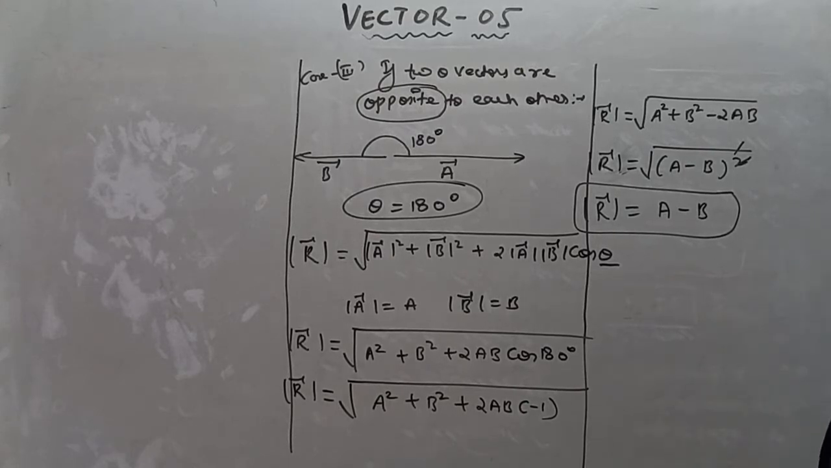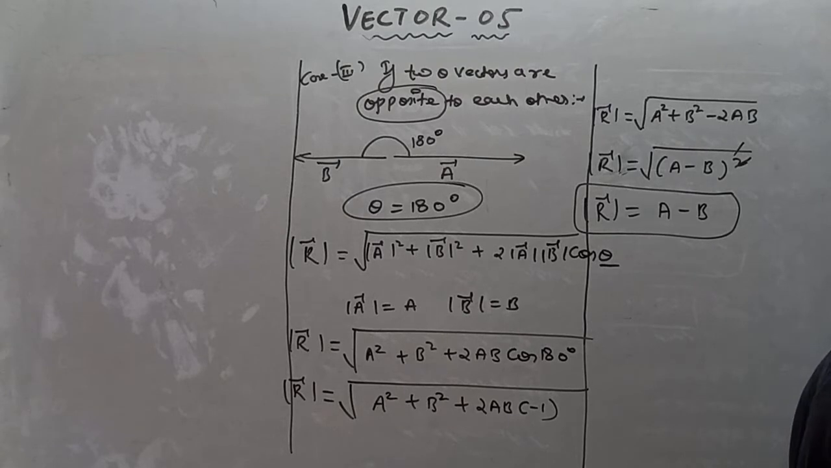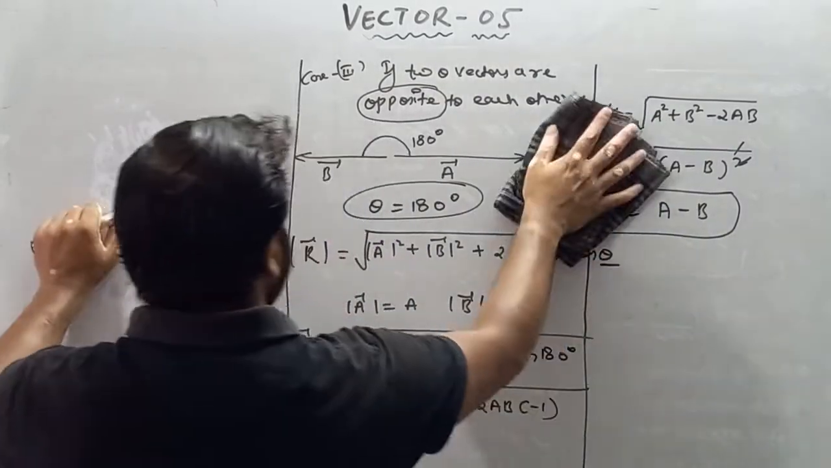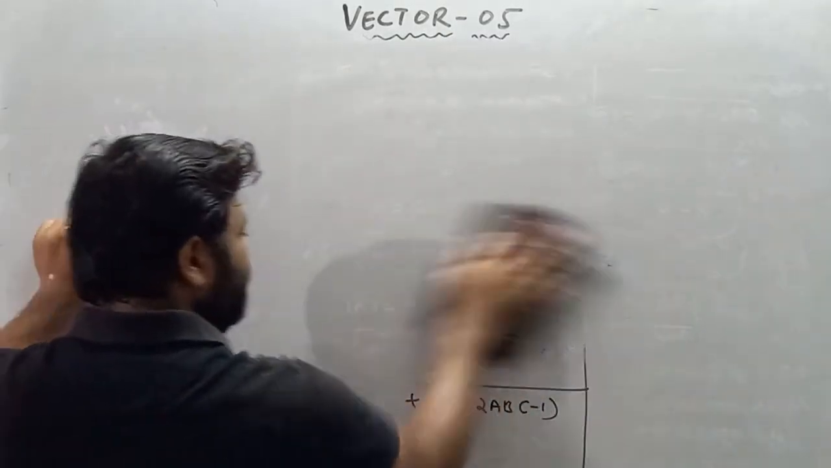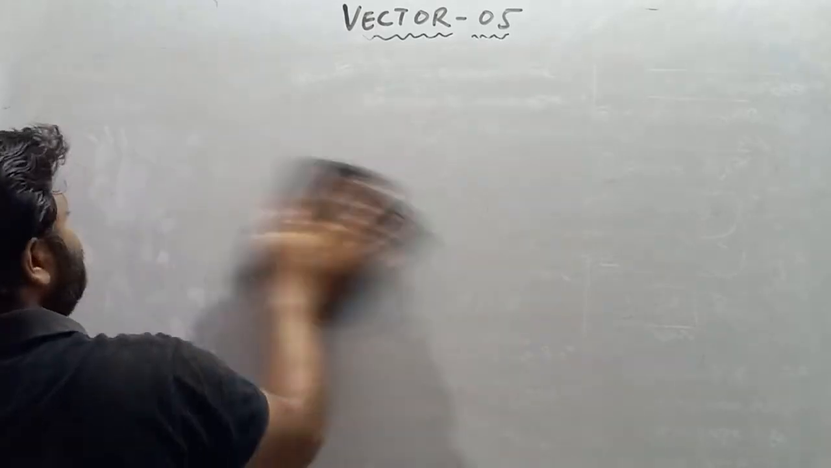Now moving forward, we'll discuss the product of vectors. So write down: product of two vectors. This is all about basic vectors, my dear students.